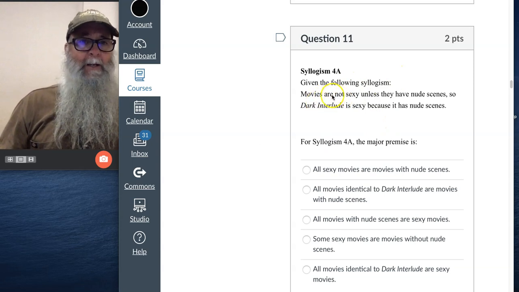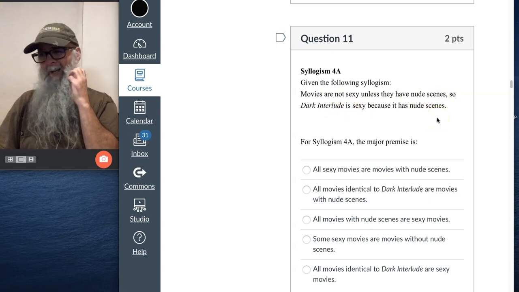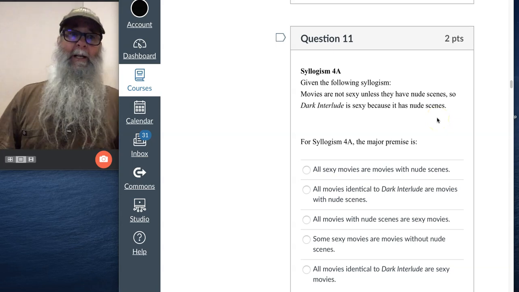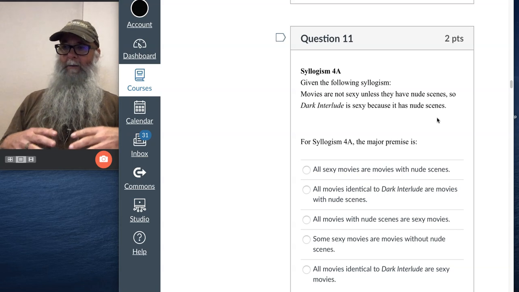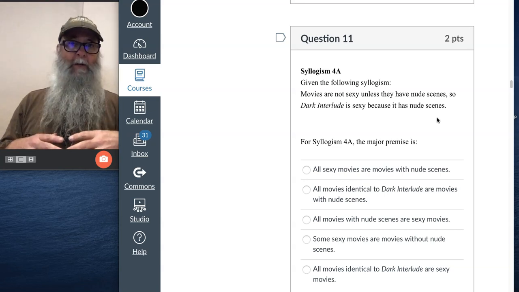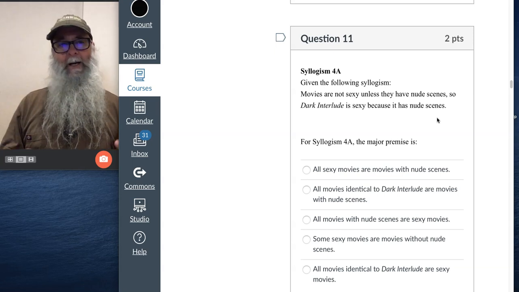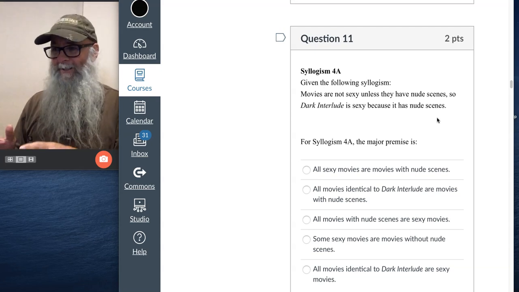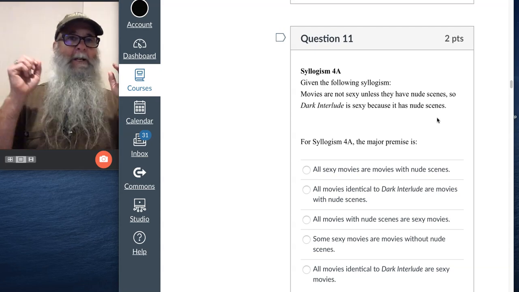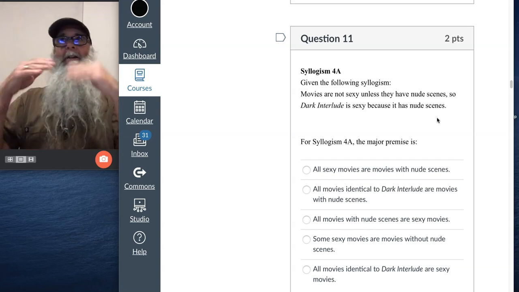It says, given the following syllogism, movies are not sexy unless they have nude scenes, so Dark Interlude is sexy because it has nude scenes. All right, that's a hard problem. Okay, that's a hard problem because it's asking you to bring everything to bear on that problem and to not freak out when you're solving it. So when you come across one of these really hard problems, maybe the thing to do is you look at it, you think about it, you pause your exam and you get up and go get a glass of water or something, and then you come back and say, all right, I'm going to take whatever amount of time is necessary to solve this problem, because I recognize here I've got to go through this process.